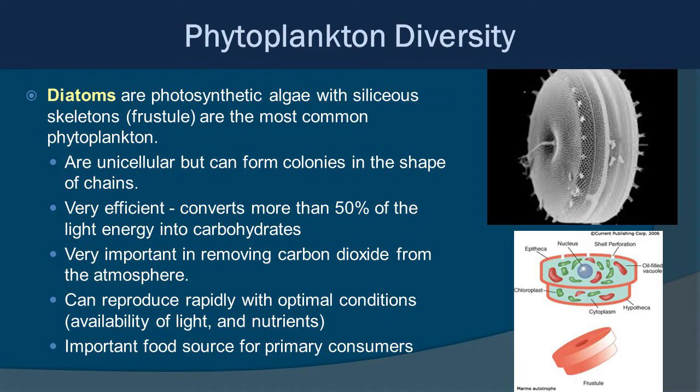Now, diatoms are unicellular, but they can form colonies in the shape of chains. They're also incredibly efficient. They can convert more than 50% of the light energy into carbohydrates, which is really awesome. And connected to that, they're very important in removing carbon dioxide from the atmosphere, which makes them great helpers in terms of stabilizing climate. They reproduce very rapidly with optimal conditions, so as long as you have light and nutrients availability. So they are a very important food source for primary consumers.